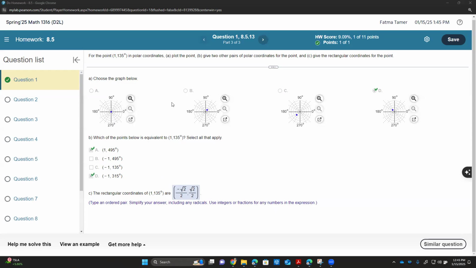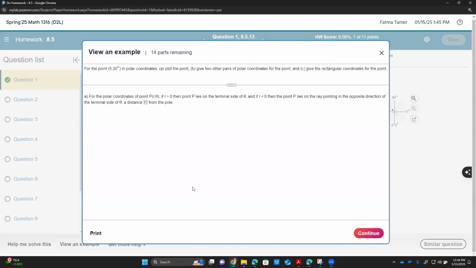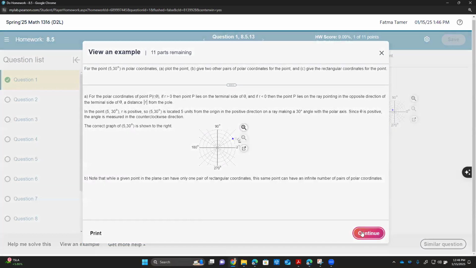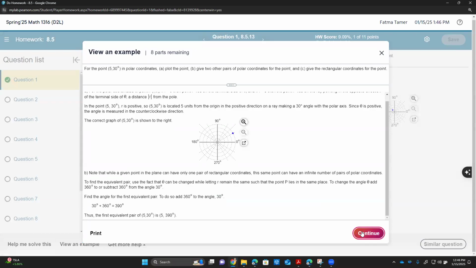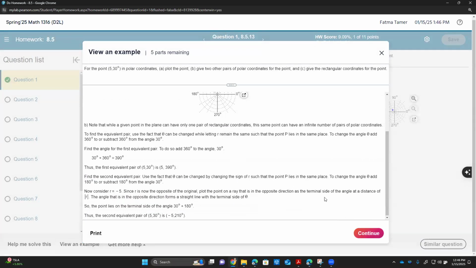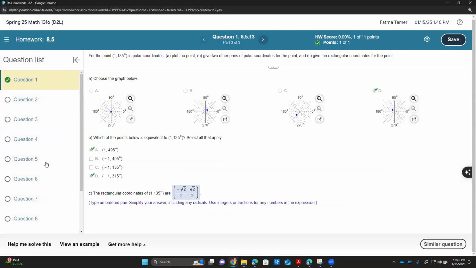Now, if one example is not clear for you, you can click on the View an Example button, or if you click on Get More Help, you can click on a video, an animation, a textbook, or you can simply say an example. When you click on an example button, they explain step by step how the answer to these questions can be calculated, if my explanation is not enough for you, for number 1.